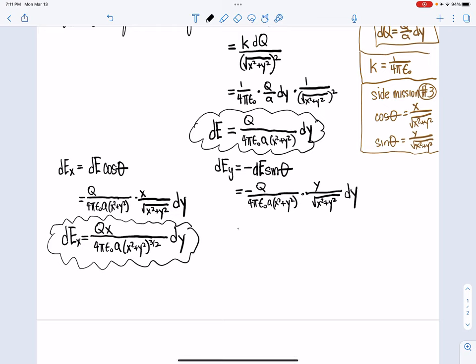And then again, I'll bring those together. So that would be negative q divided by 4 pi epsilon naught times a times y, and then in the denominator, bringing these two x squared plus y squared terms together, x squared plus y squared to the 3/2, right? dy. That would be my dEy.